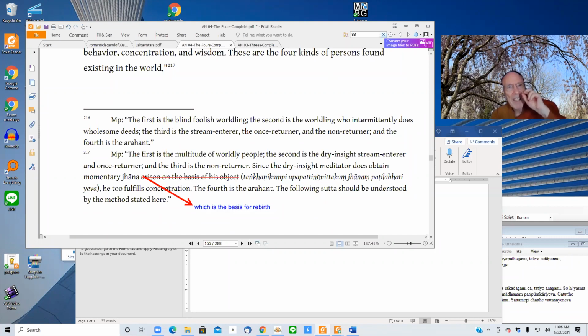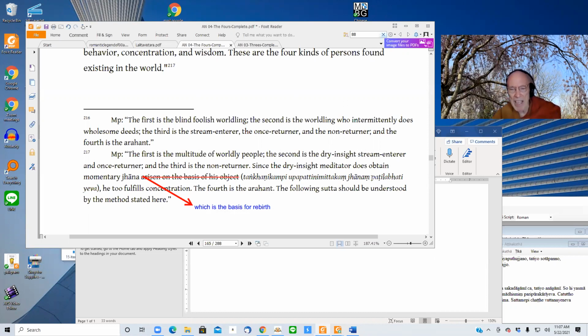So it's said that this dry insight meditator who is the non-returner obtains a momentary jhana, which is the basis for rebirth. And this seems to be actually an explanation different from that in other commentaries, and even from, I think, the Visuddhimagga, which holds that the dry insight meditator doesn't obtain jhana at all. But the non-returner is reborn in the form realm, doesn't take rebirth in the desire realm. And so to be reborn in the form realm, it would seem that one would need some jhana as the cause for rebirth in the form realm.